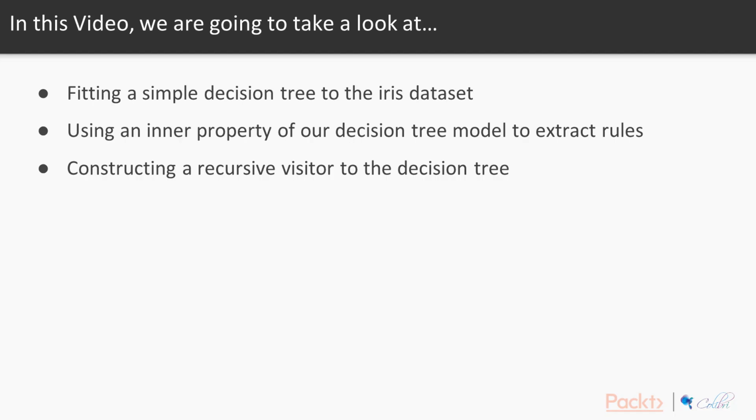In this video, we're going to take a look at how to fit a simple decision tree to the iris dataset. We then use an inner property of our decision tree model to extract the rules that decision tree has learned from the data. And we're going to construct what is called a visitor to go down the decision tree and gather all these rules so that we can visualize it and explain what's happening in our model. Let's go take a look.